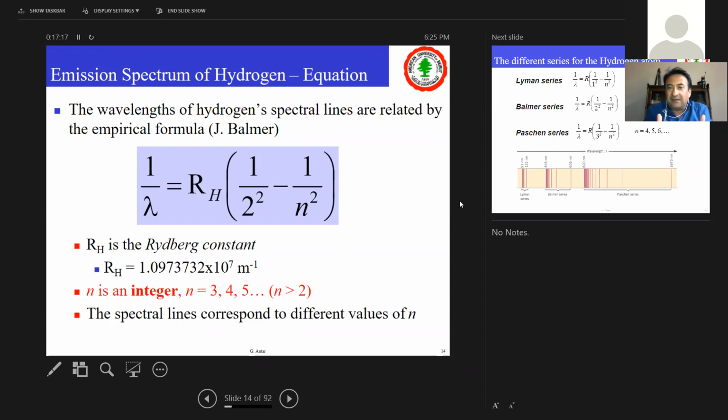But we are still looking for another model. In order to get another model, we first need the data. You could take any atom, and this relation between lambda and n still holds, considering a different Rydberg constant.